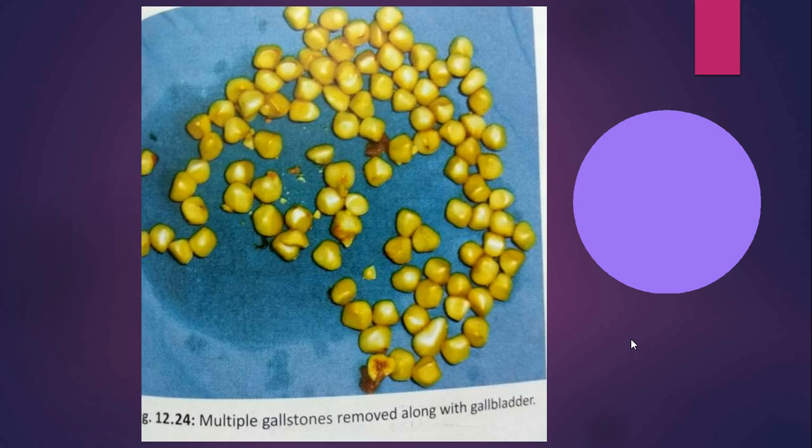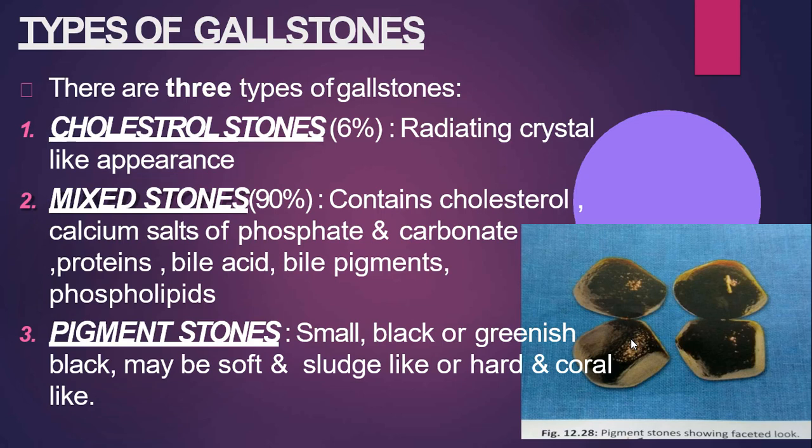Now these are multiple gallstones. You can see that if the gallbladder perforates, all these stones come into the peritoneal cavity. Now there are different types of gallstones. Three types are more important: cholesterol stones, pigment stones and mixed stones.